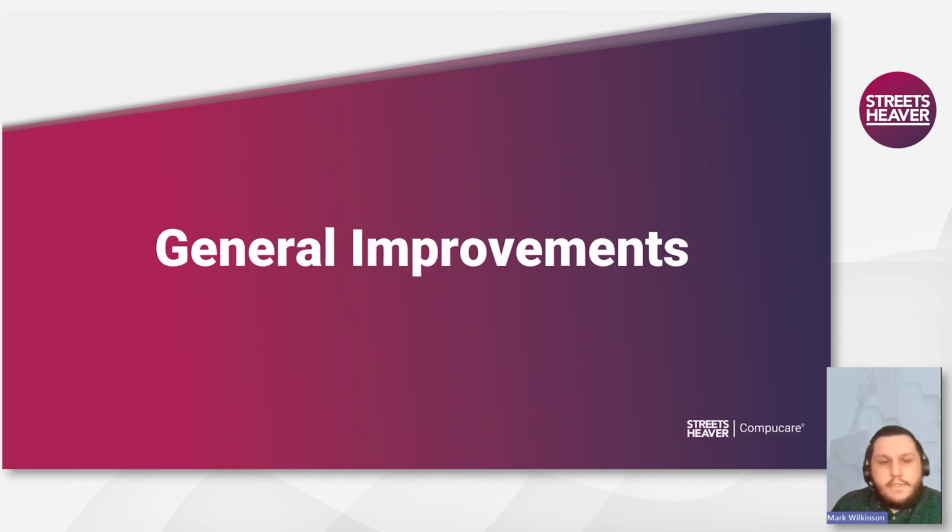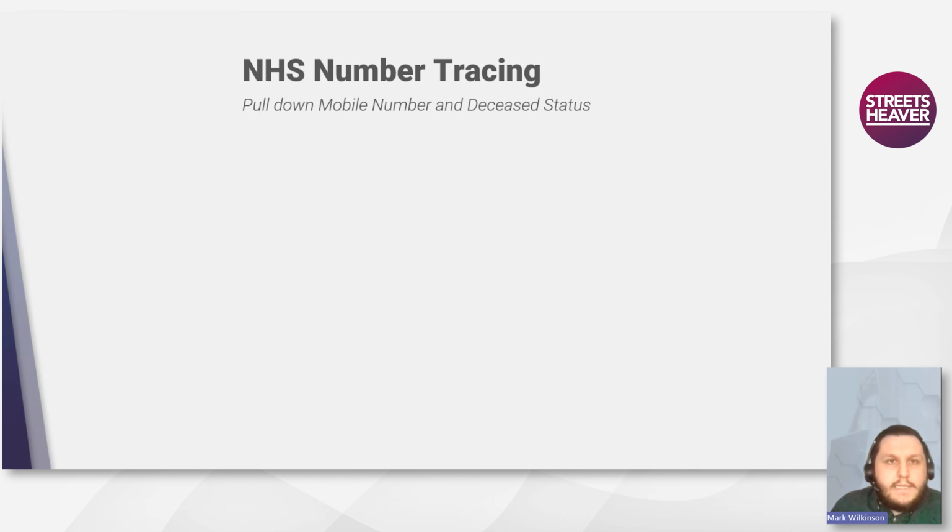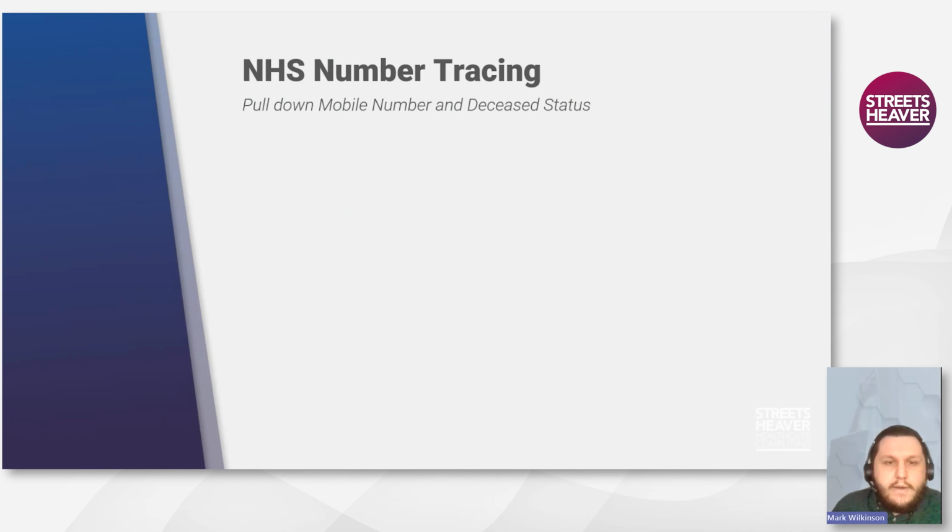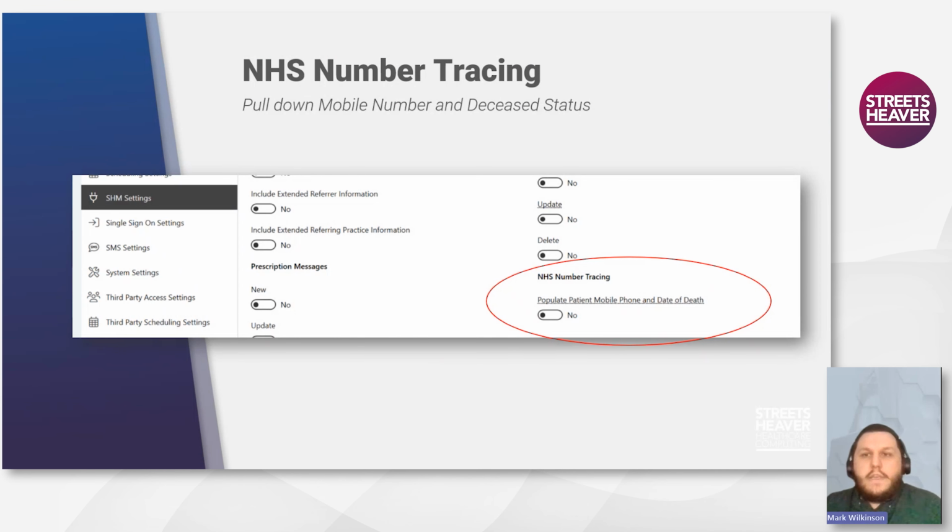To get us started, as mentioned, I'm going to run you through a few of the general improvements that have come in Compucare between the 861 and 868 builds. To get us started on that, I wanted to talk about NHS Number Tracing. This enhancement ensures that the NHS Number Trace functionality in Compucare pulls down both the mobile number and deceased status flag. This will help ensure that patient health records are more up to date and you've got heightened data quality in the system if you use the number tracing facility.